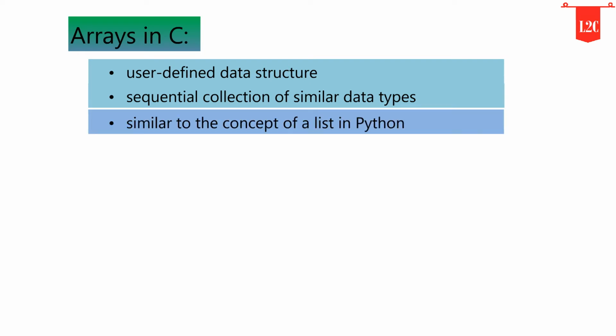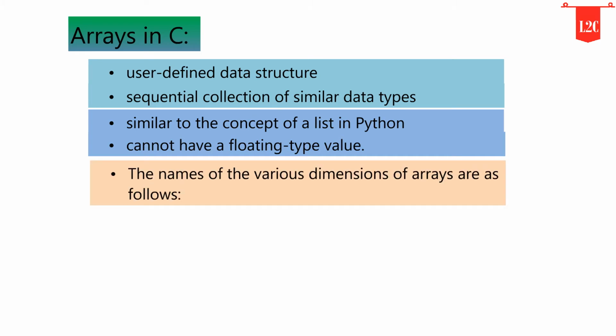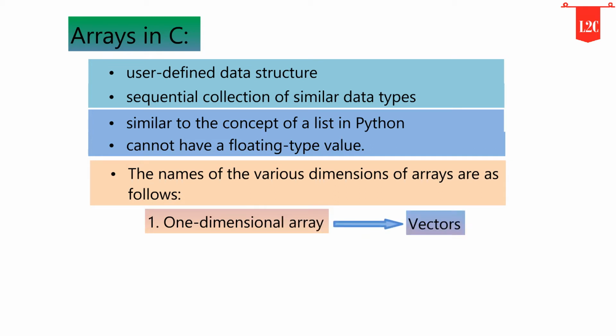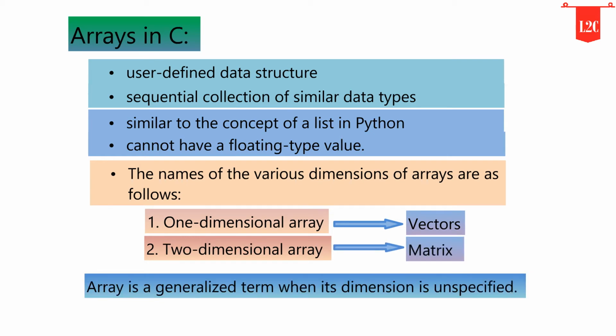It is similar to the concept of a list in Python when talking about a single-dimensional array. Arrays in C can have multiple dimensions, starting from one dimension to numerous. Dimensions are positive integral numbers. It cannot have a floating-type value. The names of the various dimensions of arrays are as follows. First, one-dimensional array, also called a vector. Second, two-dimensional array, also called a matrix. An array is a generalized term when its dimension is unspecified.